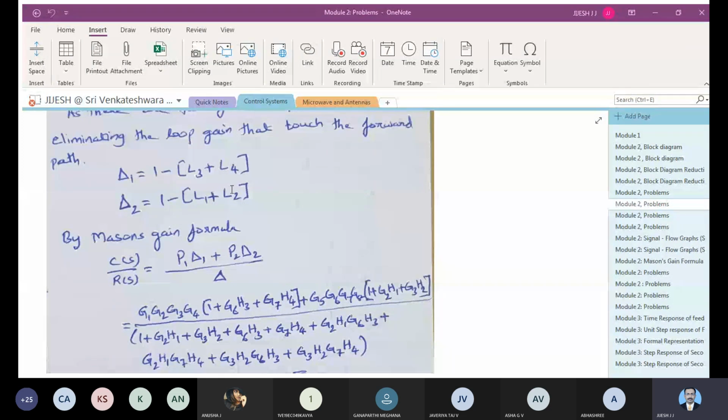So you have this process where you have blocks in parallel and you have to cascade these blocks and then take the blocks in feedback process, that is a negative feedback mechanism. So all these things you completed and you got that answer.